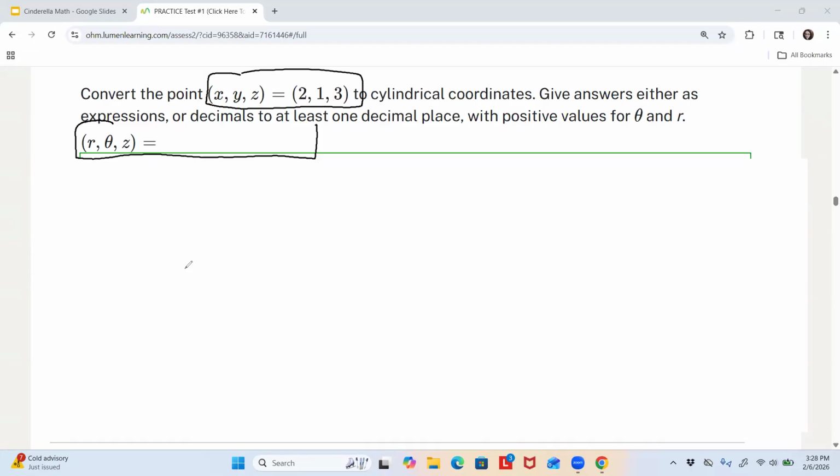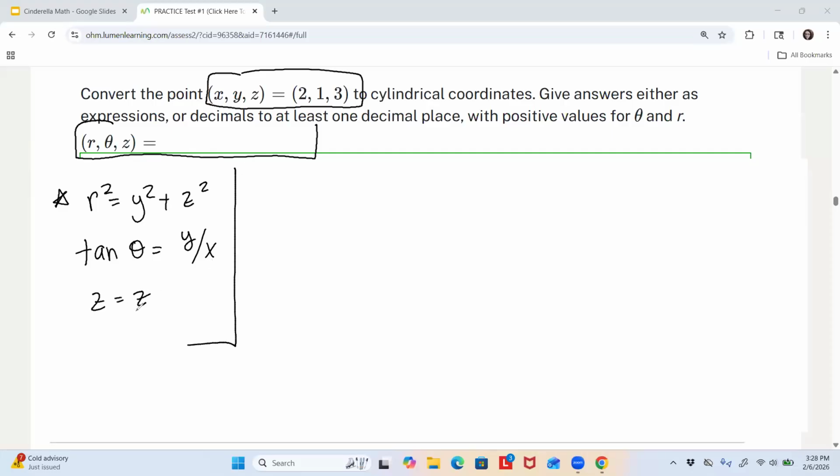So we do have some formulas that you want to know. If you're allowed a formula sheet, jot these down. r squared is x squared plus y squared. Tangent of theta is y over x, and z remains z. Jot those down. So that is how to turn regular Cartesian points into cylindrical. In part 1, I messed with spherical. So again, go back and watch part 1. So now all we need to do is do that.